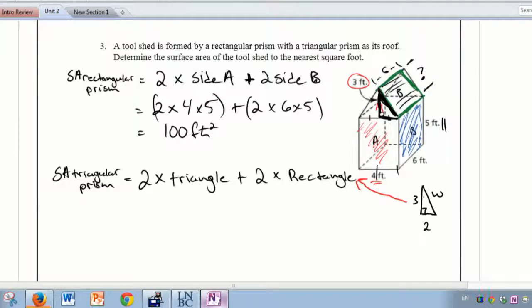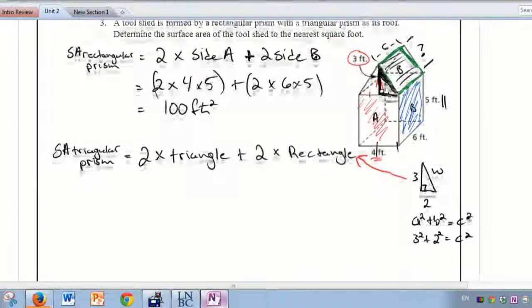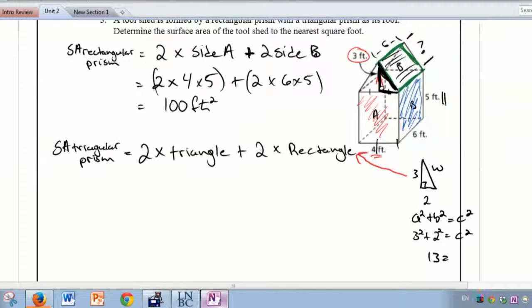So if I use the Pythagorean theorem like I've been doing, a squared plus b squared is c squared, I'm going to get 3 squared plus 2 squared is c squared. 9 and 4 gives me 13, c squared. And then finally, I'm going to take the square root of both sides.